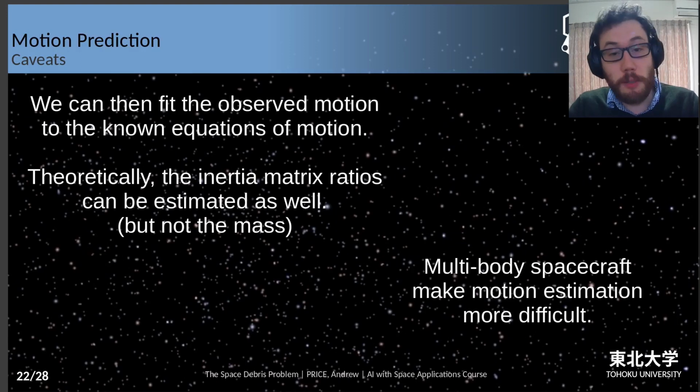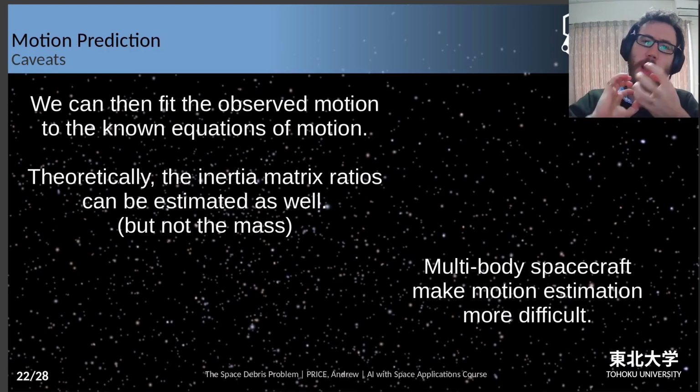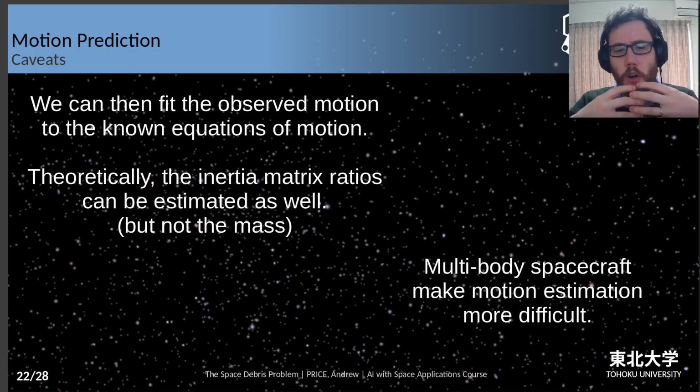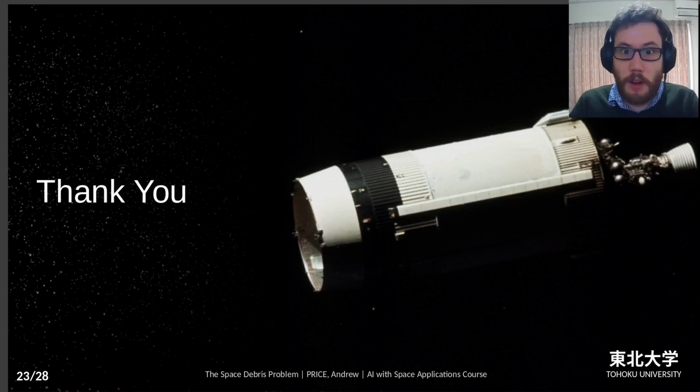Okay, so once again, we can fit the observed motion to the known equations of motion. But a multi-body spacecraft would, of course, make this much more difficult. If you have two objects that aren't tethered together rigidly, what kind of motion will then occur in that case? Or if we have fuel slosh, that's another thing that has to be modeled. So that, of course, things get much more difficult in that case. So that wraps it up for this segment.